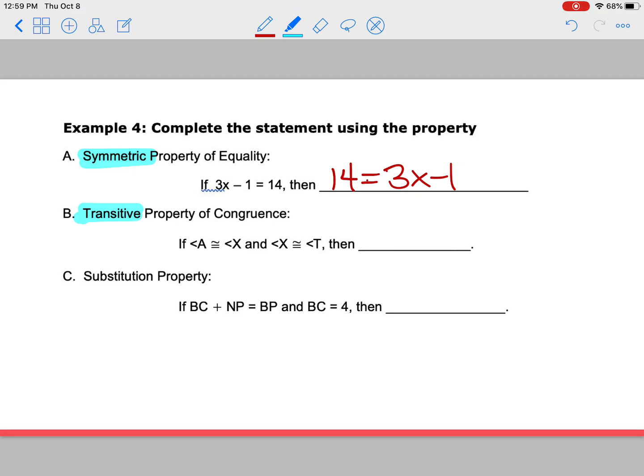Remember, transitive is our cutting out the middleman property, so we can see if angle A is congruent to angle x, and angle x is congruent to angle t. Our middleman here is the x's, so we can put those together and say, well, then angle A is also congruent to angle t. And our final practice one is substitution. Remember, substitute is replace. We're just subbing it in. So they want us to sub in the 4 for BC, so we can write that as 4 plus NP equals BP, and we can see our substitution of the 4 for the BC. And that is all with algebraic.